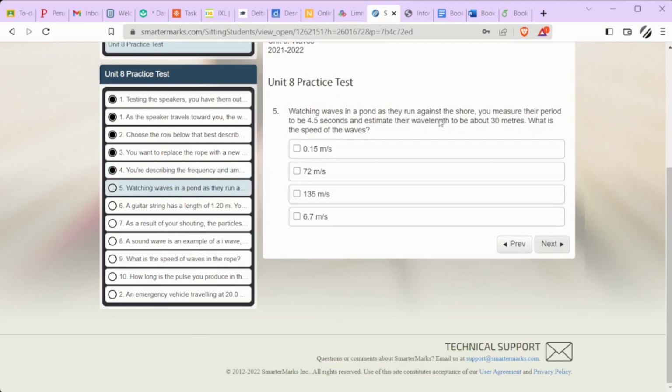Watching waves in a pond as they run against the shore, you measure their period to be 4.5 seconds and estimate their wavelength to be 30 meters. What's the speed of the wave? Well, that's wavelength times frequency, but frequency is the reciprocal of the period. So it's not going to be our 135 we get by multiplying. It's going to be 30 divided by 4.5, which is about 60 over 9.